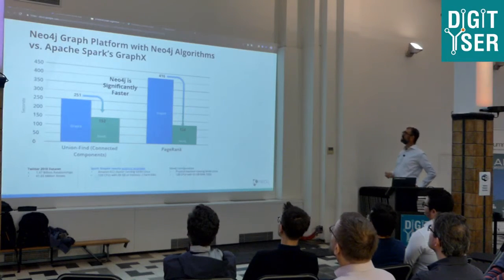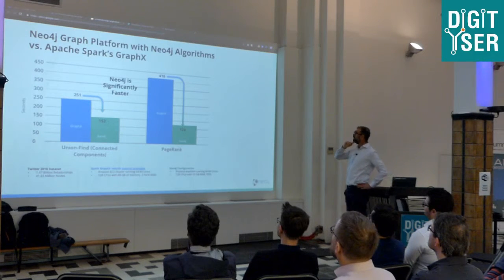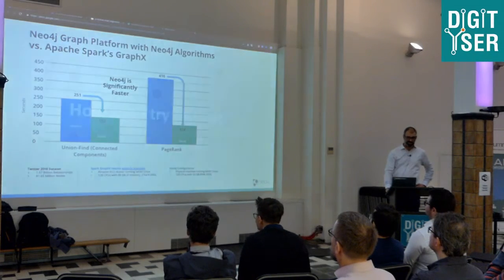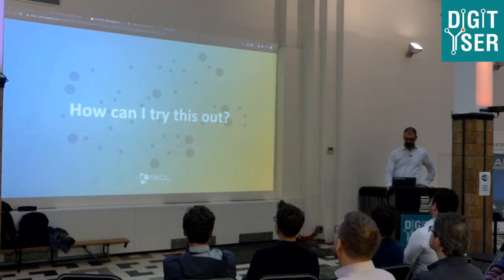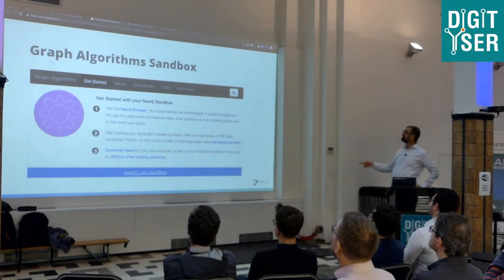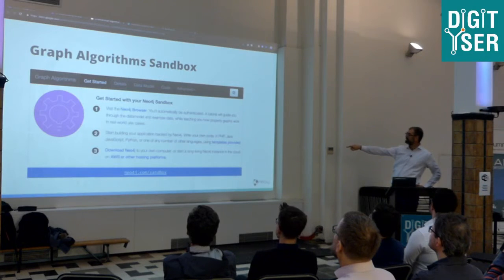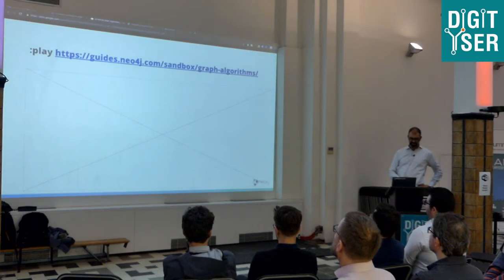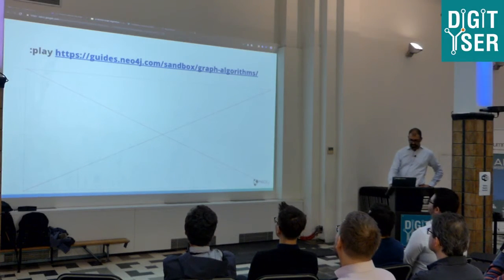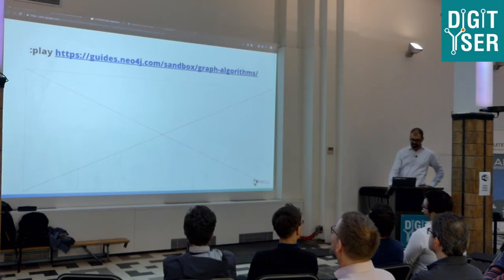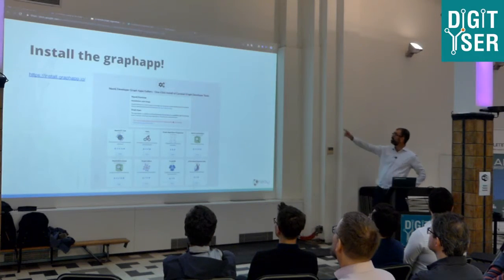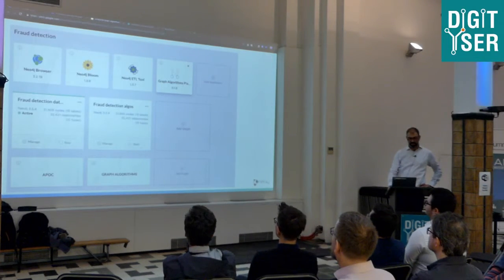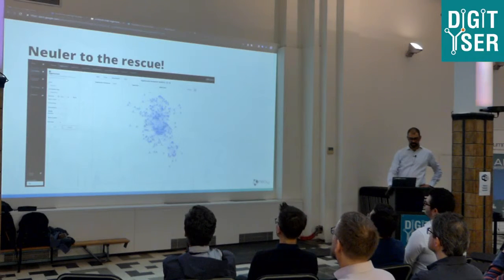How quickly can you find, for example, PageRank of a specific database? It really worked quite well, and that's the native graph database that's giving you that. So you don't even need to install it. You can go to the graph algorithm sandbox, neo4j.com/sandbox, and just spin it up and try it out. This is a beautiful picture, as you can tell. You can play the guide of the graph algorithms, or you can install the graph app. Install.graphapp.io, and you can install it into the Neo4j desktop and take it for a spin. And then Neuler will come to the rescue.